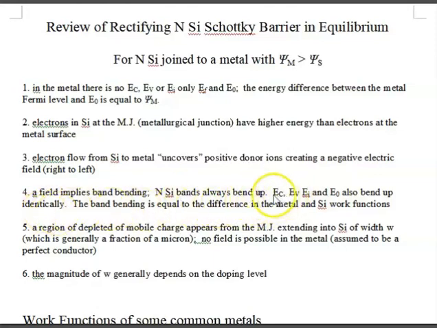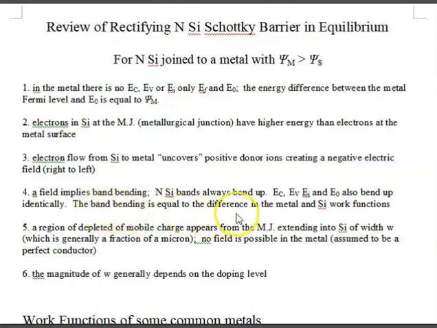So everything bends up in N-type silicon in a rectifying junction, and you can probably guess, because everything stands on its head, in P-type they always will bend down. And again, I don't have a good mnemonic for that. P-type always bends down, N-type always bends up, and that's really important to draw the energy band diagram. So keeping that in mind, it becomes relatively straightforward to draw the energy band diagram.